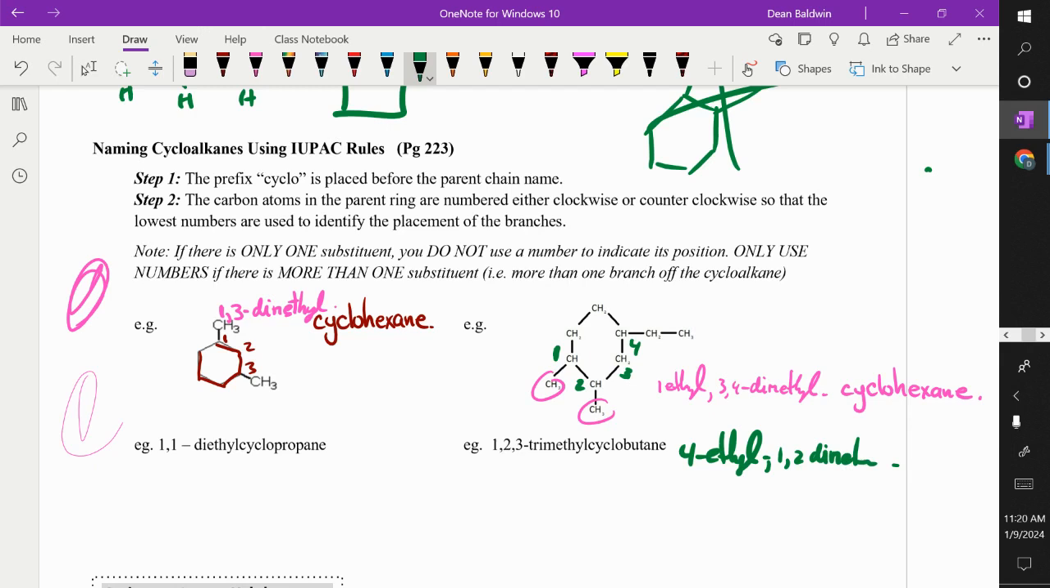Which way should I number it? Which has the lowest numbering? 1, 3, 4 or 4, 1, 2? Look at the numbers. What's 1, 3, and 4? 8. What's 4, 1, and 2? Which way should you do it? What do you always want? The lowest numbering, right? So look at those numbers. We're going to do that. Okay?